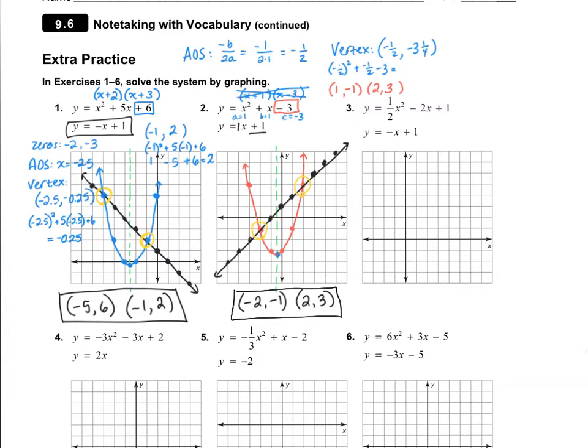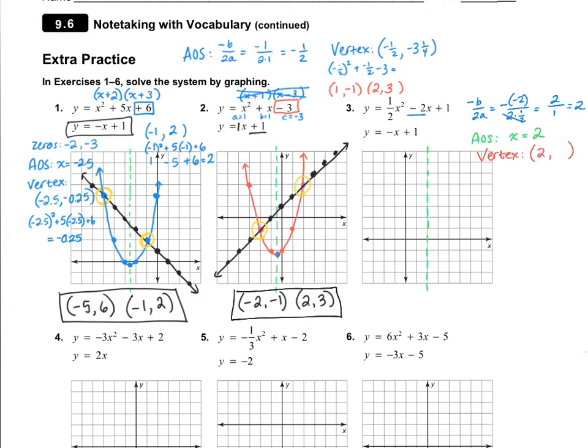On number 3, since I have a fraction in front of the x squared, I'm not going to try to factor that one at all. I'm just going to go straight to the -b over 2a. So -b over 2a would be negative, my b number is -2, and my a number is 1/2, so 2 times 1/2. So that gives me +2 on the top, and these cancel out to a 1 on the bottom, so the axis of symmetry is at +2.